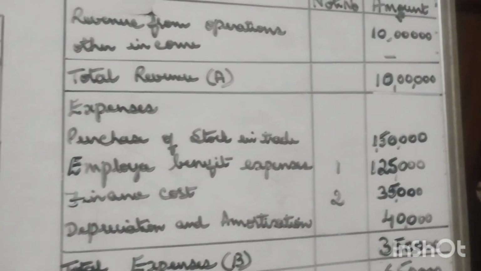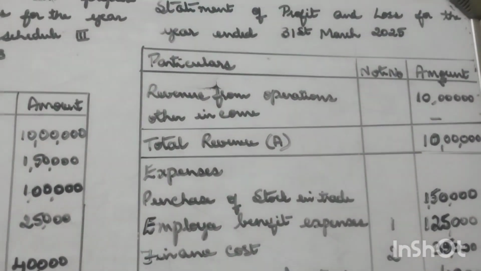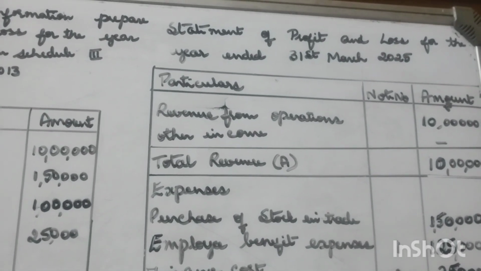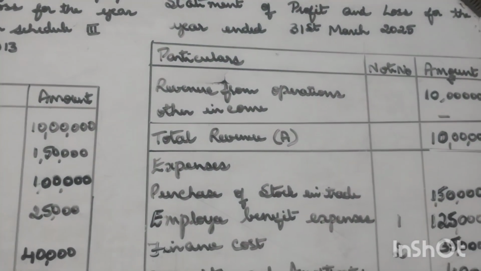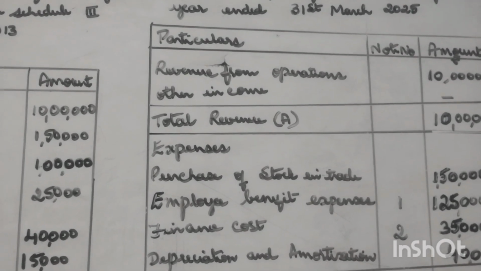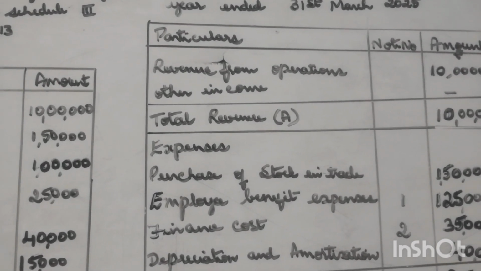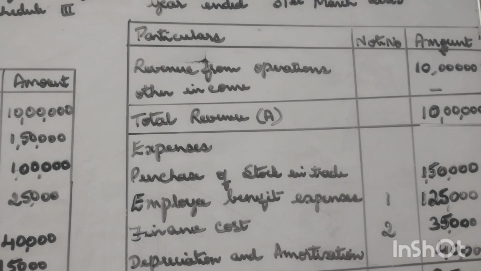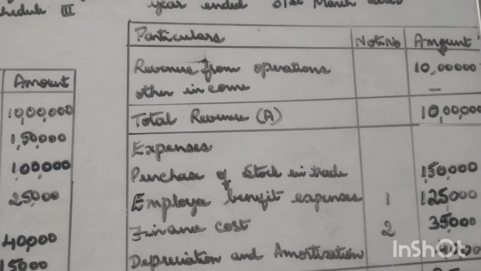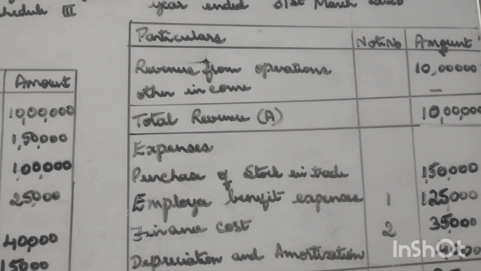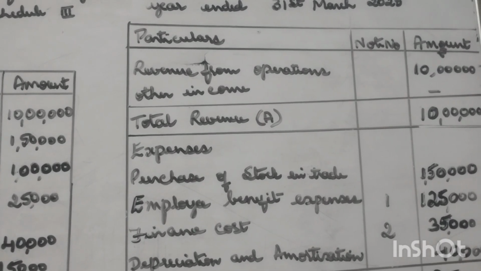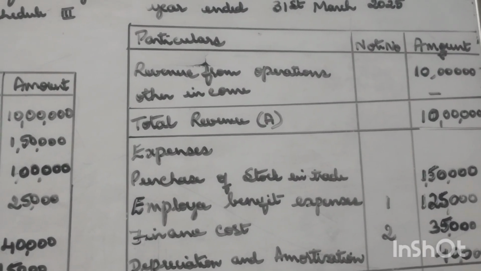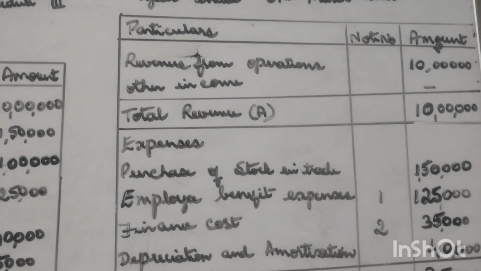So this is the solution. Write the heading as statement of profit and loss for the year ended 31st March 2025. The format will be particulars, note number, amount. First, we need to consider revenue from operations. Revenue from operations is given as 10 lakh. Other income is not given in the question. So total revenue will be 10 lakh.